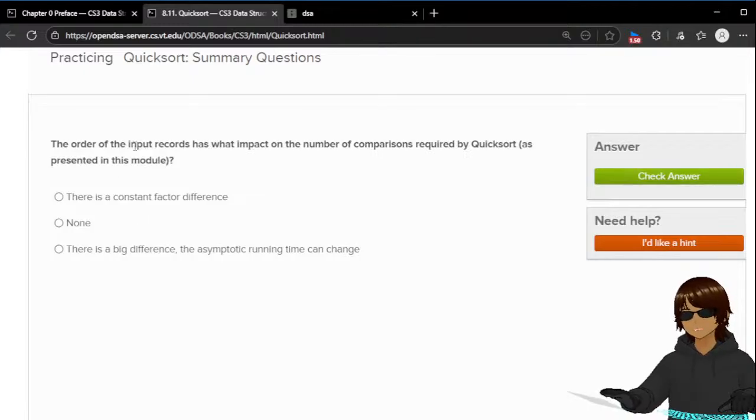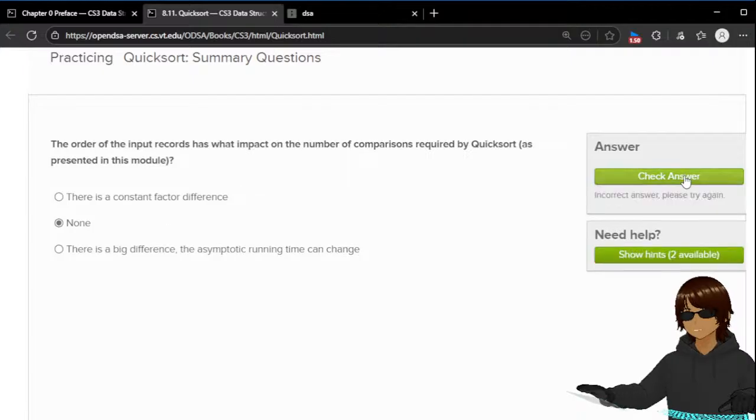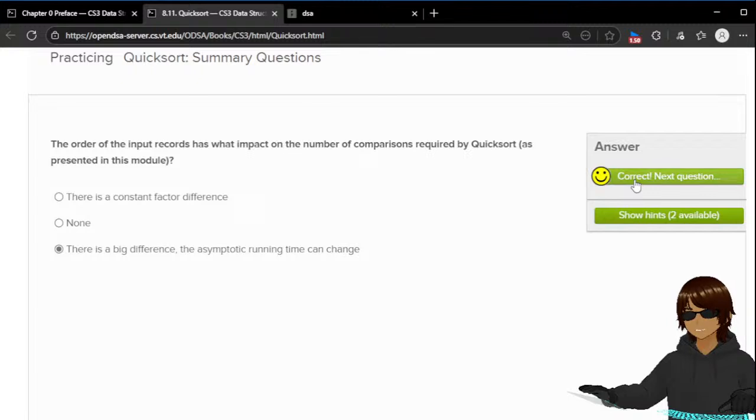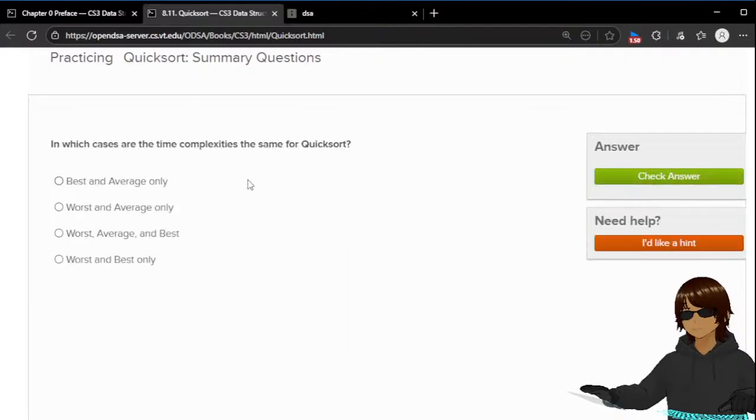The order of the input records has what impact on the number of comparisons required by quicksort? None. Constant difference. There's a big difference. The asymptotic running time can change. The order of the input records. Okay, yeah, I believe that. In which case is the time complexity the same for quicksort? Best and average only.